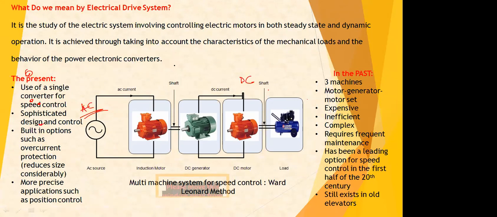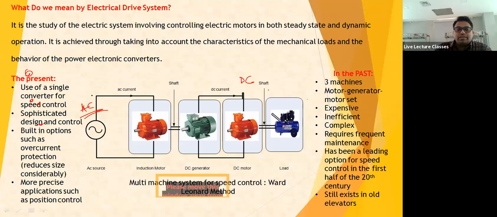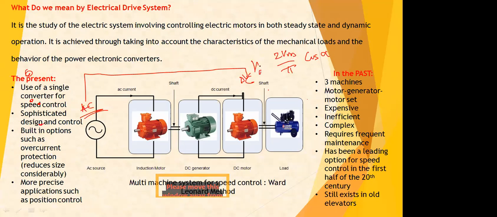You can use a rectifier. Yeah, rectifier, perfect. So you would employ an AC to DC rectifier, right? But if you are going for an uncontrolled rectifier, that means you cannot control the voltage output. So what was the voltage output like? 2 Vm by pi cos of alpha, right? Yes, sir. That would be the VDC.